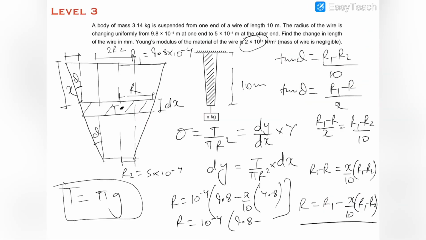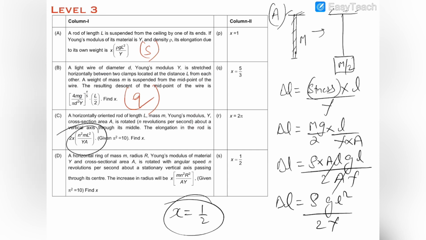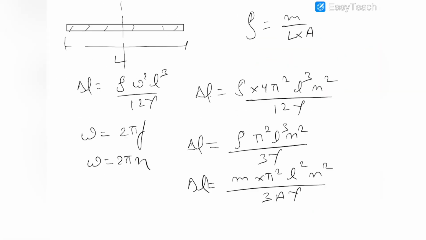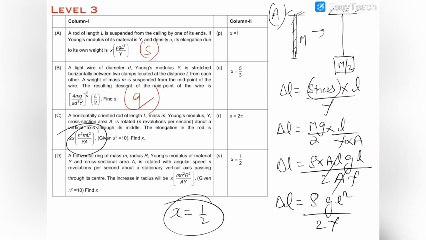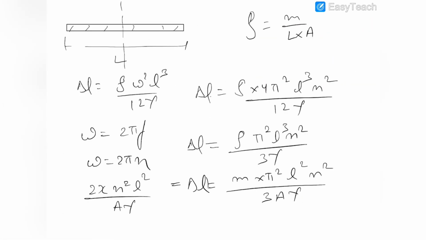So we are comparing it with this one, 2x n square L square by a gamma. This is 2x n square L square by a gamma, 2x n square L square m by gamma a, m also will come. So you can see that cancelling this n square with n square, L square with L square, m with m, and a gamma with a gamma. So x is equal to pi square by 6.